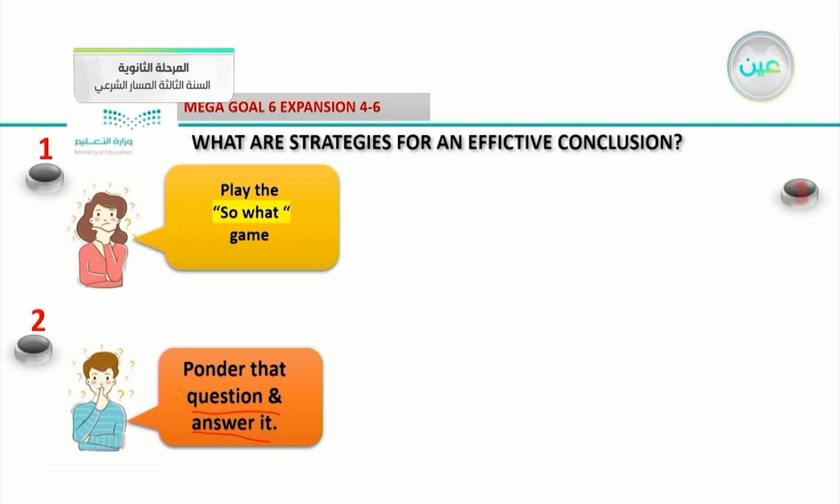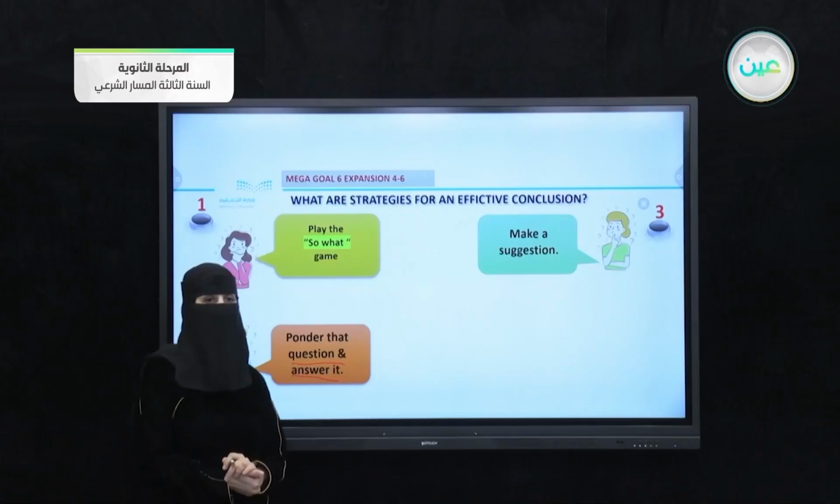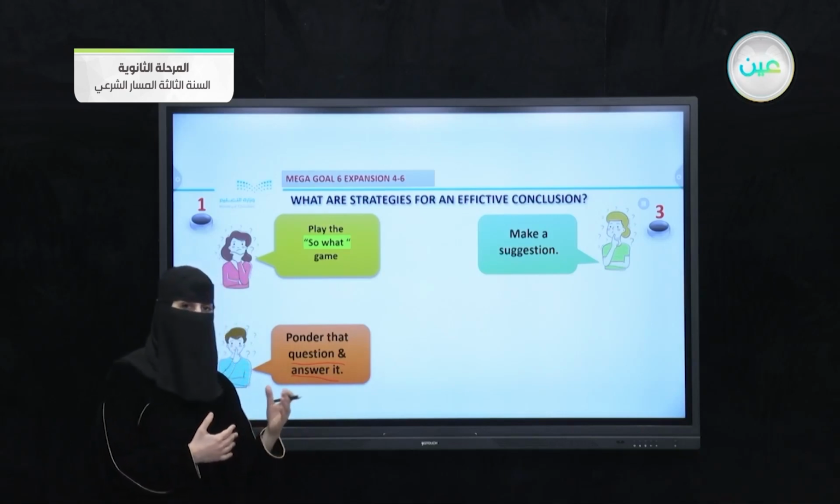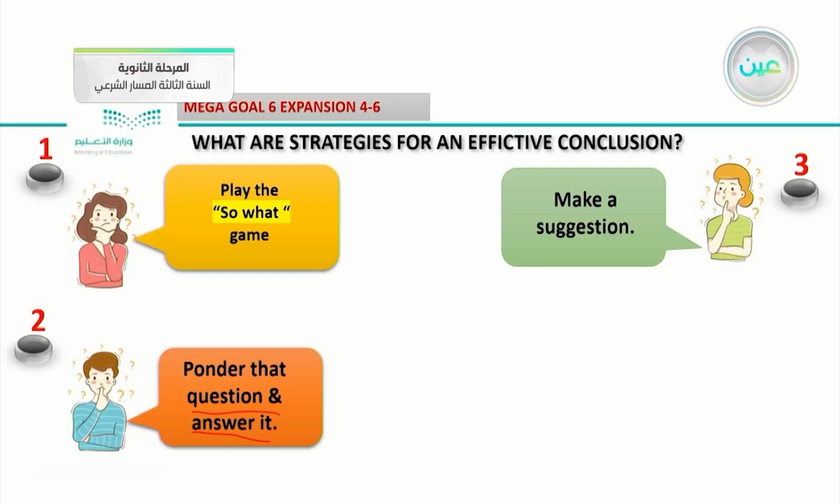Okay, what is the third step in our strategies when we want to write an effective conclusion? It is to make a suggestion. At first, we apply the game. Then we ponder that question and answer it. The third one, we make a suggestion. Make a suggestion, which means that you leave your reader sharing in your effective conclusion. Give him a long-term task, to apply some advice, to make independent research, and exactly what we want to say, make a challenge with your reader.